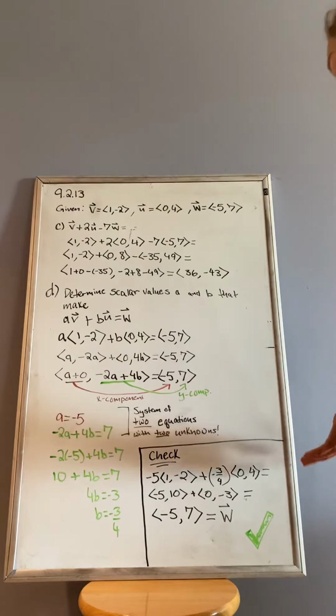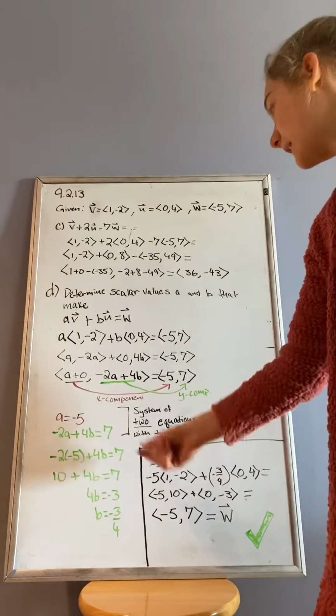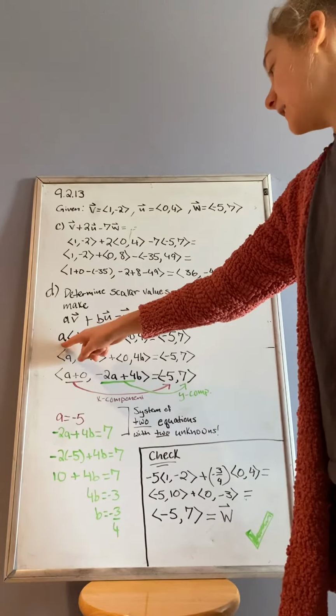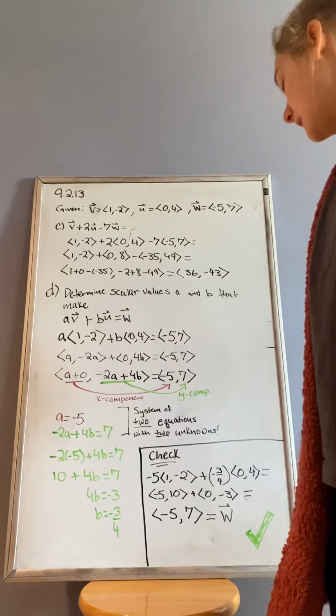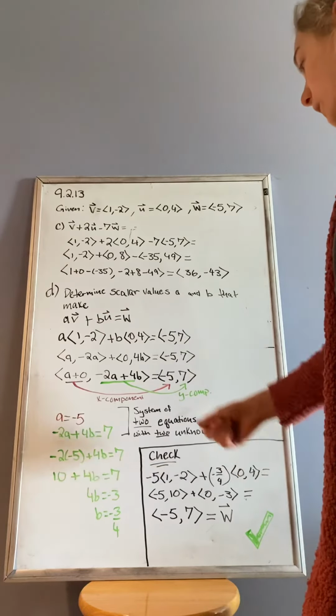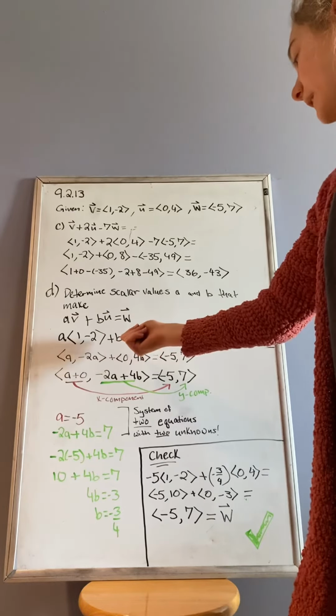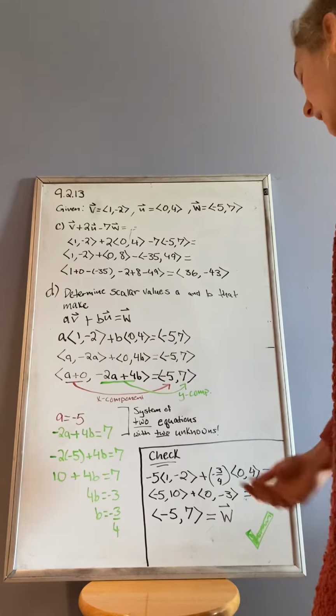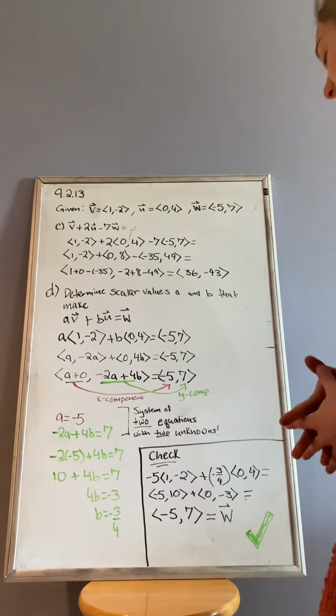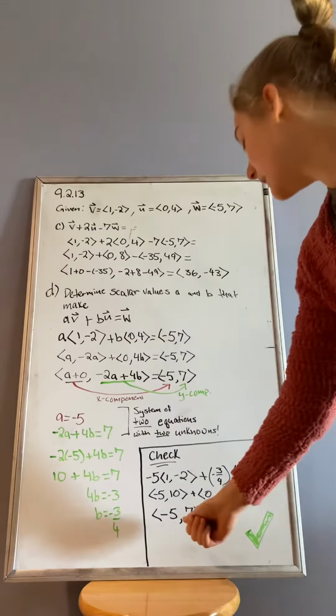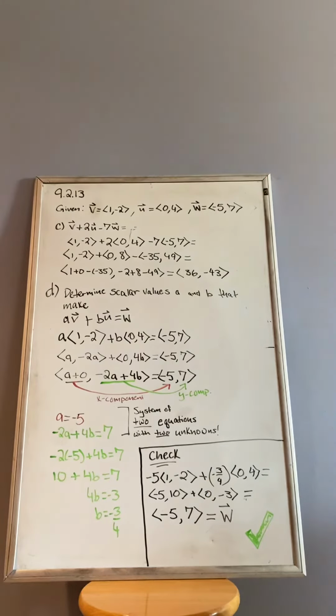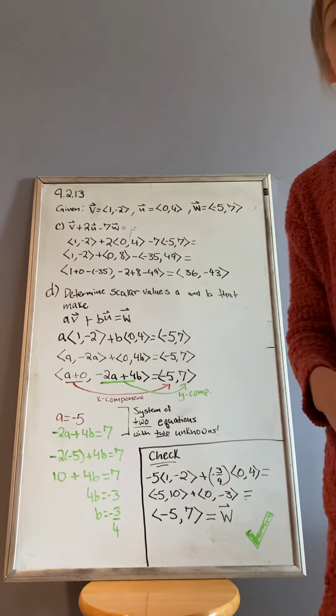And then when we go to check it, we have our -5 in our place of a multiplied out across v plus -3/4 in our place of b multiplied across vector u. And when we do all of those computations, we get that sure enough, it's <-5, 7>. So it seems to work. All right, I think that's it.